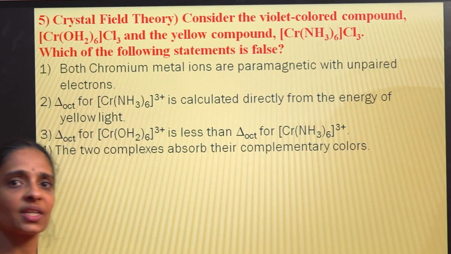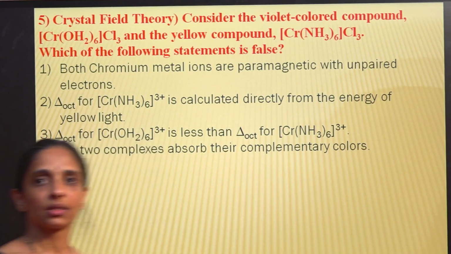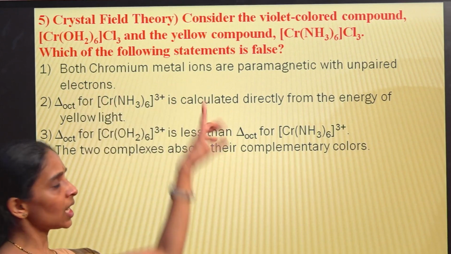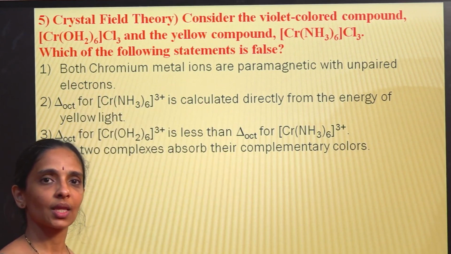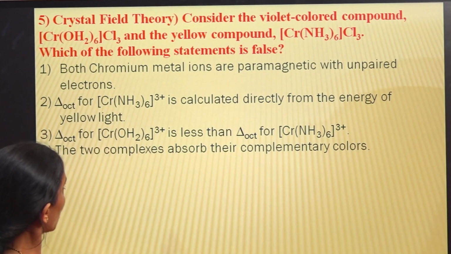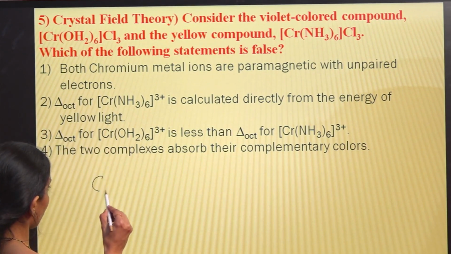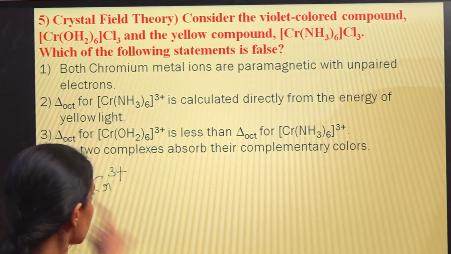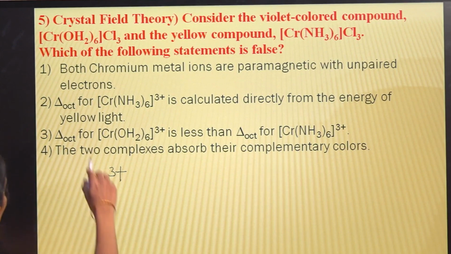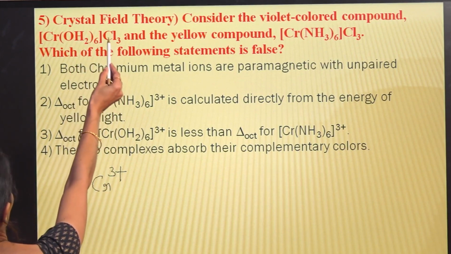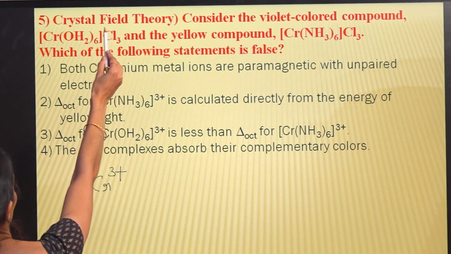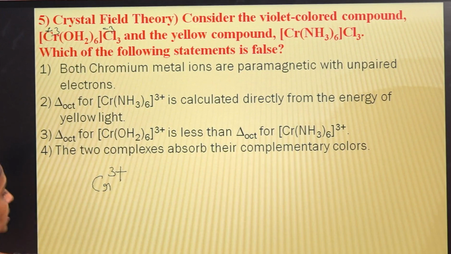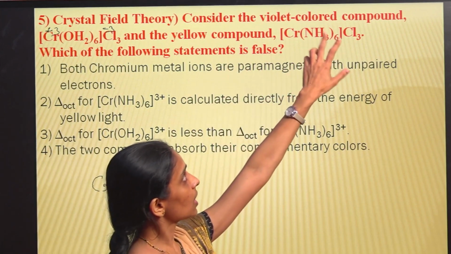Again, a question on crystal field theory. Now you have two complexes. Both are the complexes of chromium, and in both the complexes, chromium is present in which form? It is present in 3+ form. Because water is neutral here and Cl3 will have a -3 charge. So to neutralize it, chromium should have +3 charge. Even here the same thing.